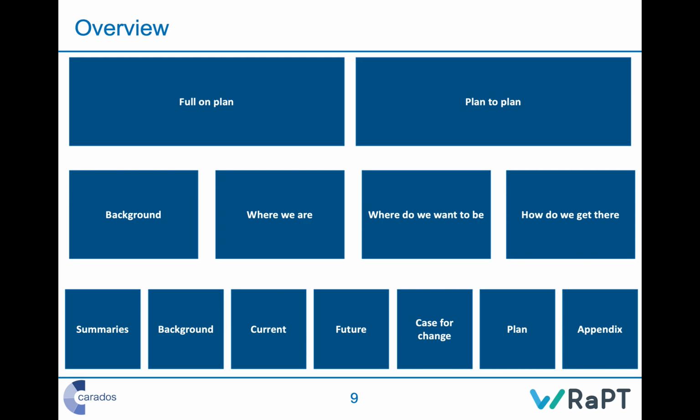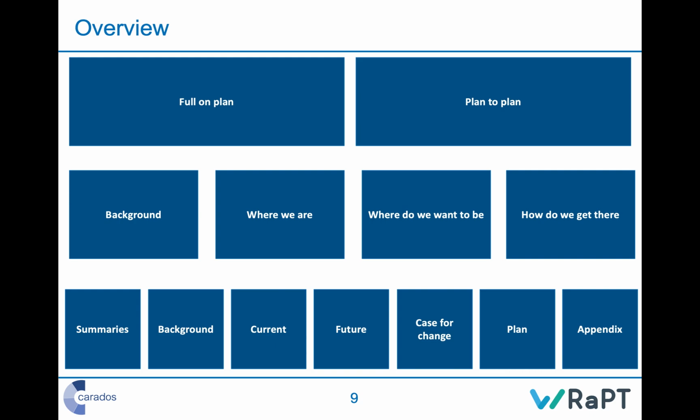And as we looked at last week, there are 4 things that are in a plan. All you need is a background. You need to know where we are, where we want to get to, and how do we get there. So if you want to do this on the back of a fag packet, but I don't know whether people still smoke these days. If you want to do it on the back of an envelope, then you might just use those 4 sections.